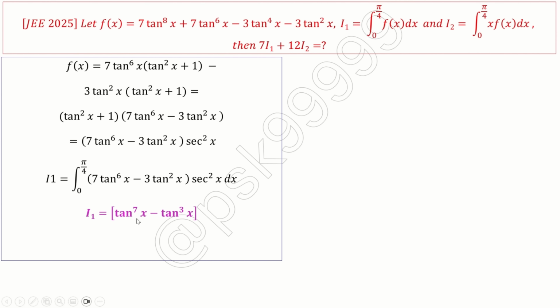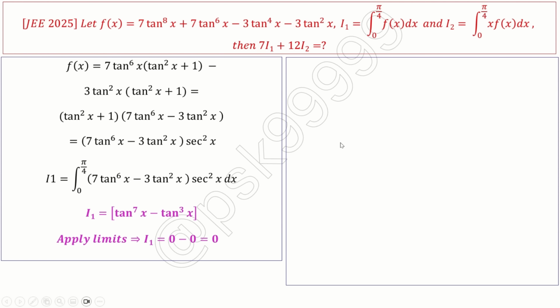If I substitute limits here, basically pi by 4, this is 1 minus 1, which is 0. Tan 0 is anyway 0. So I1 is 0. Now, let's go to I2. I2 is integration from 0 to pi by 4 of x times f of x. f of x is nothing but this value, right? So I wrote 7 tan to the power of 6x minus 3 tan square x into secant square x dx.